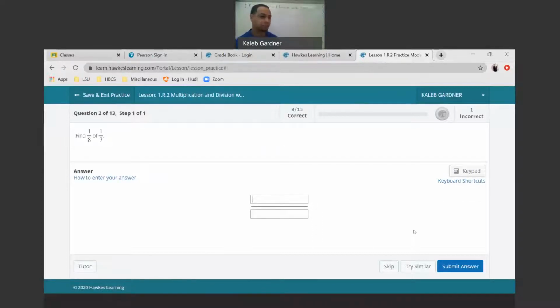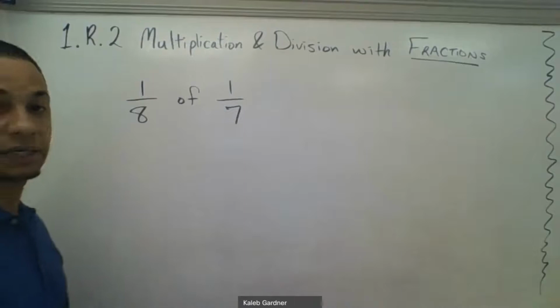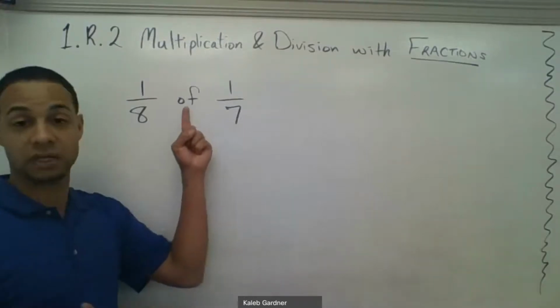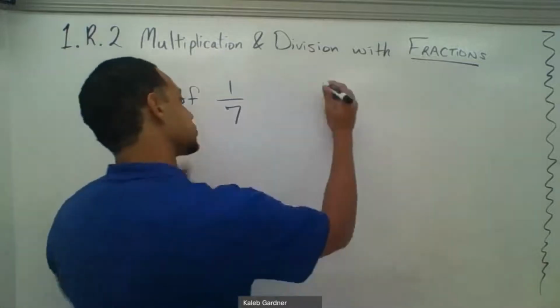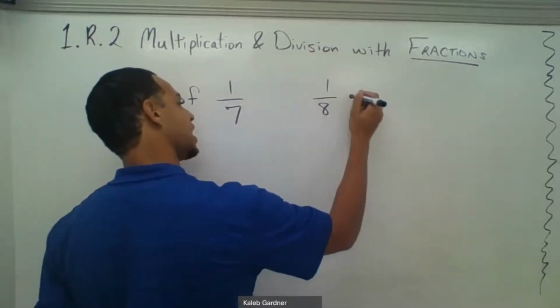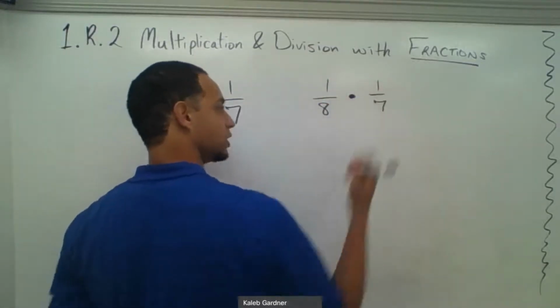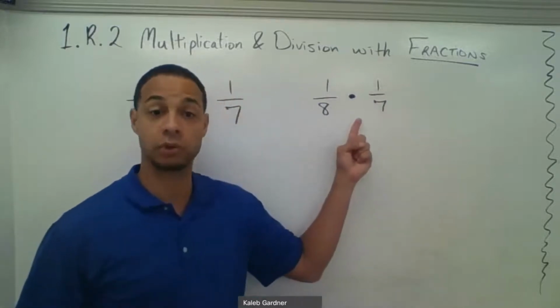All right, next example, 1/8 of 1/7. Find 1/8 of 1/7. I got it. All right, so we remember what we say of means. Of means multiply. So 1/8 times 1/7. That's what we're going to be working out.